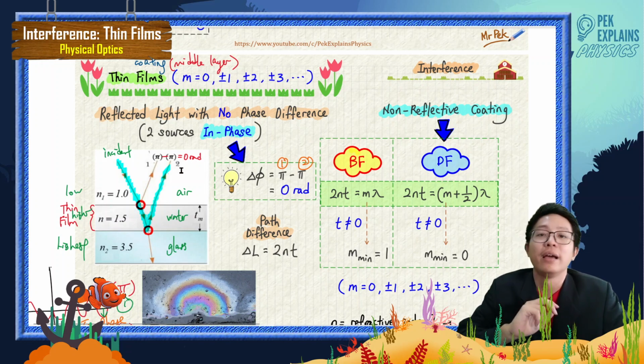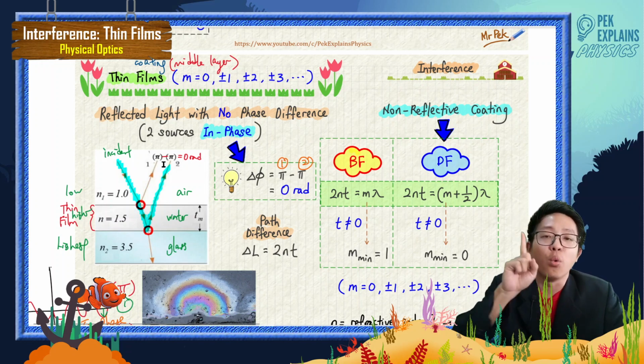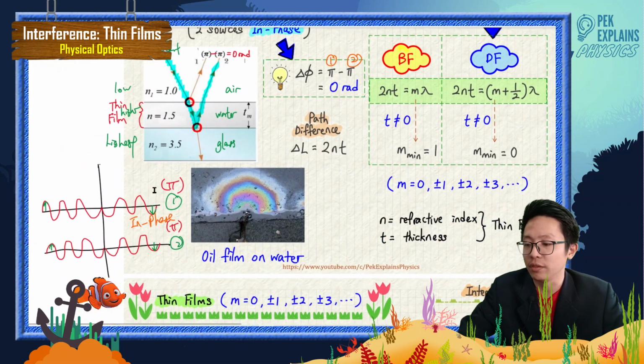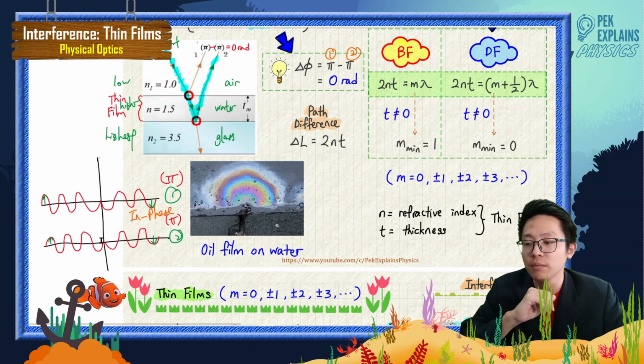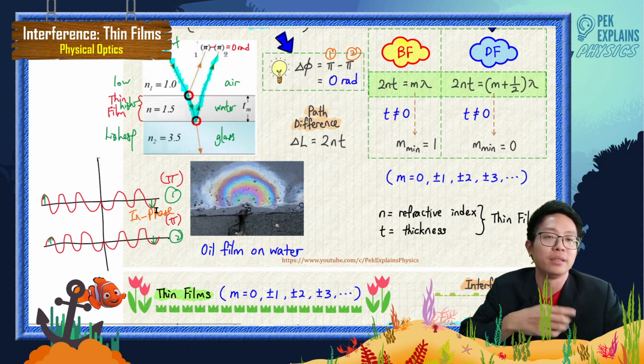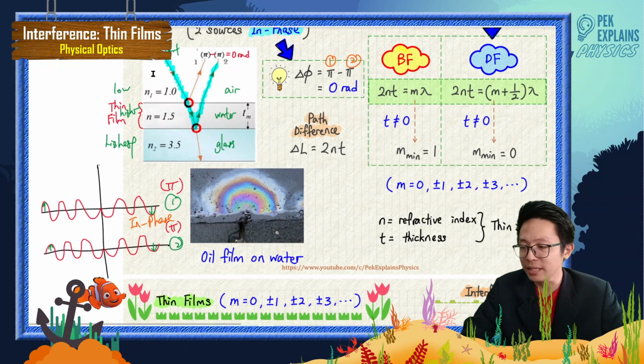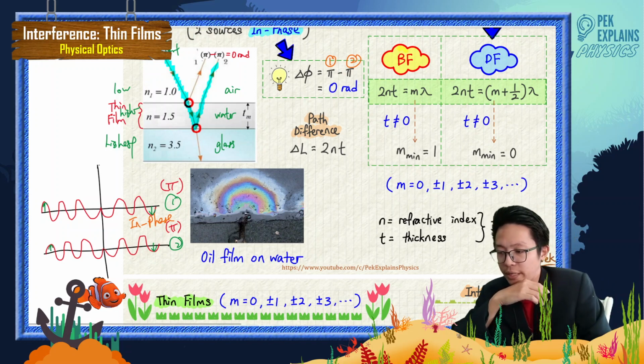Because both lights encounter one time phase change. The first light encounters one time phase change. The second light also encounters one time phase change. So they both invert one time. In the end, they become in phase. Understand or not? They become in phase. Actually, we don't look at the end. Actually, we look at here.